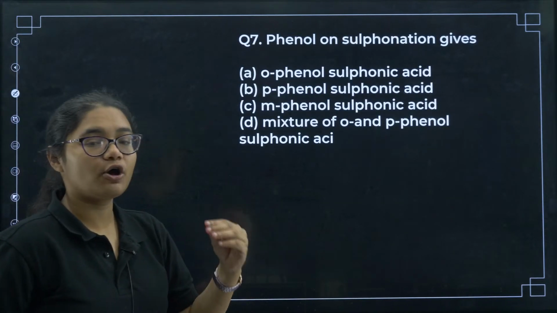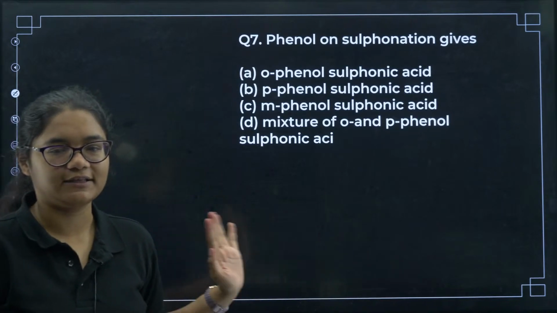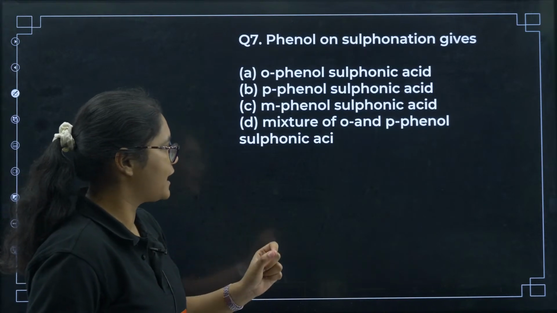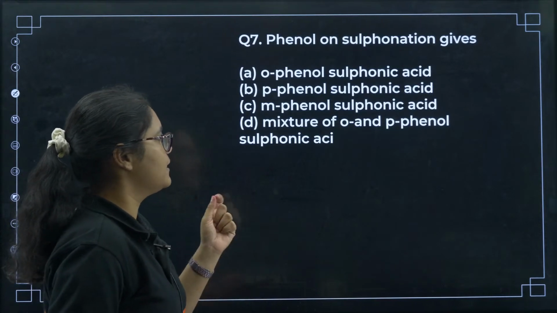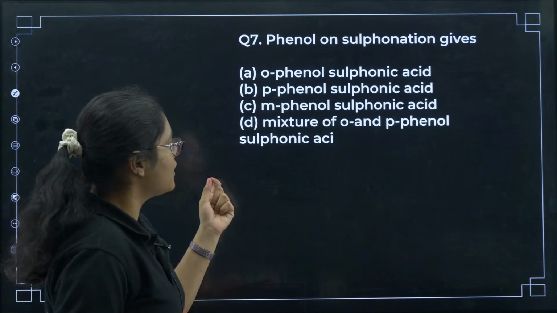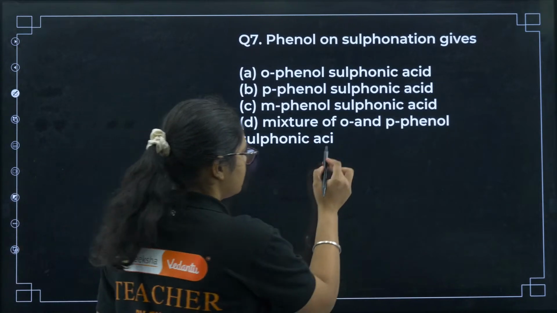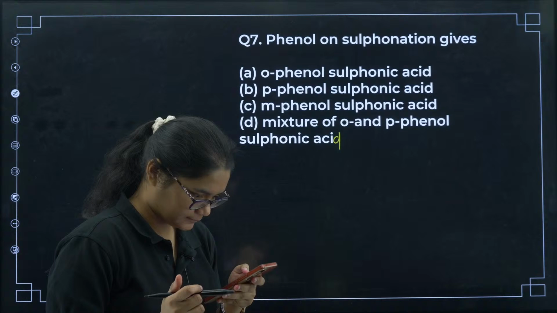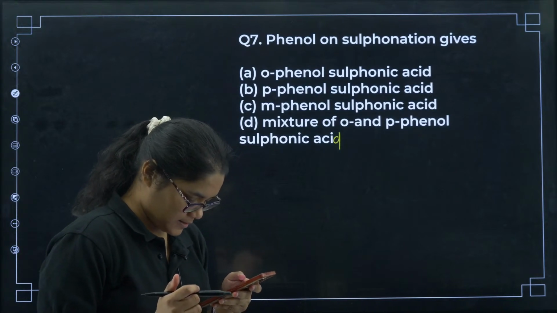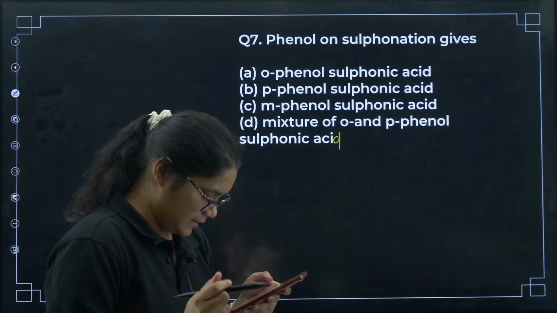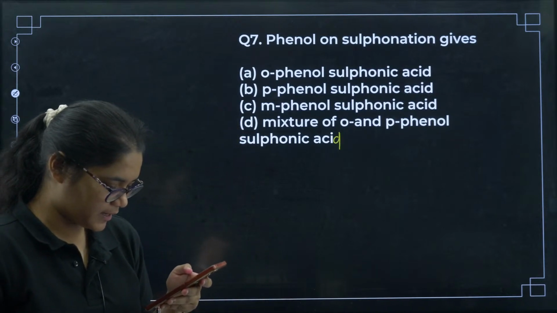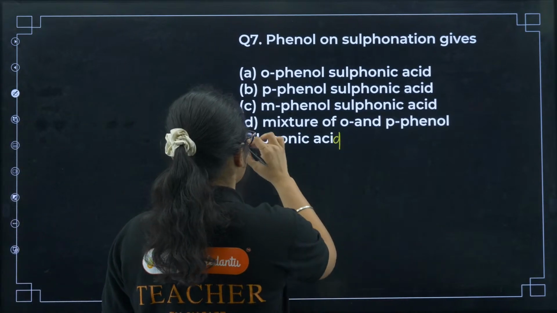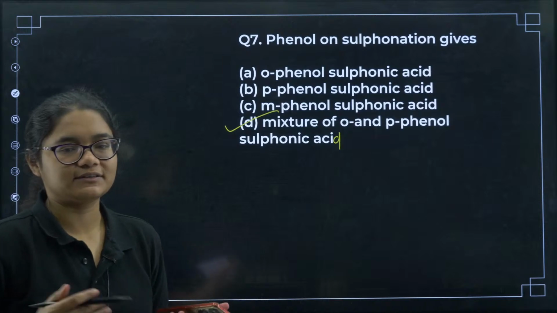Next question. Phenol on sulfonation will give you, this is a very easy question, orthophenol sulfonic acid, paraphenol sulfonic acid, metaphenol sulfonic acid, or a mixture of ortho and para phenol sulfonic acid. Yes, students, correct, all of you are correct. C, those who are telling, that is correct. 7th, D is the correct answer. Very good. Mixture of ortho and para sulfonic acid.